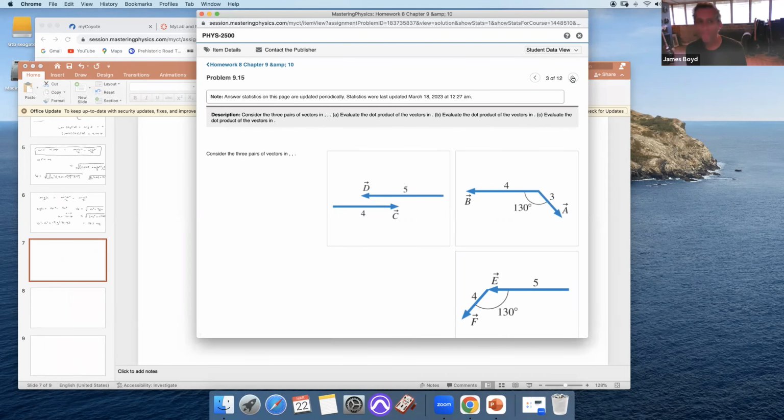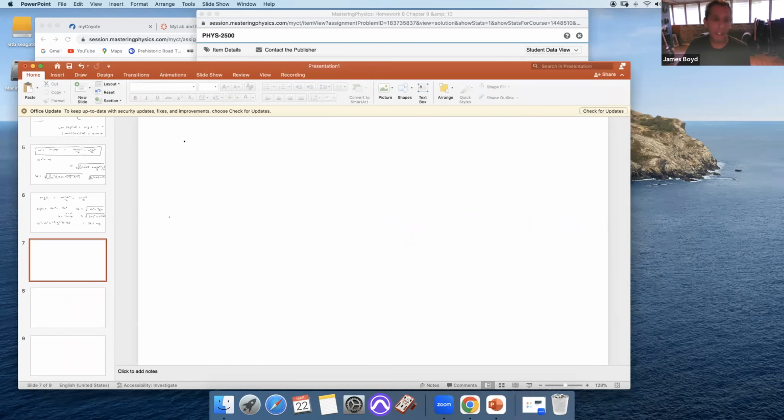Okay, so first of all, we have 3 pairs of vectors and we're going to evaluate the dot products. Now they've given us the magnitudes. They have not, except in this case, given us the angle between them. Whenever you multiply vectors, you place them tail to tail and you find the angle between them, whatever that angle is.